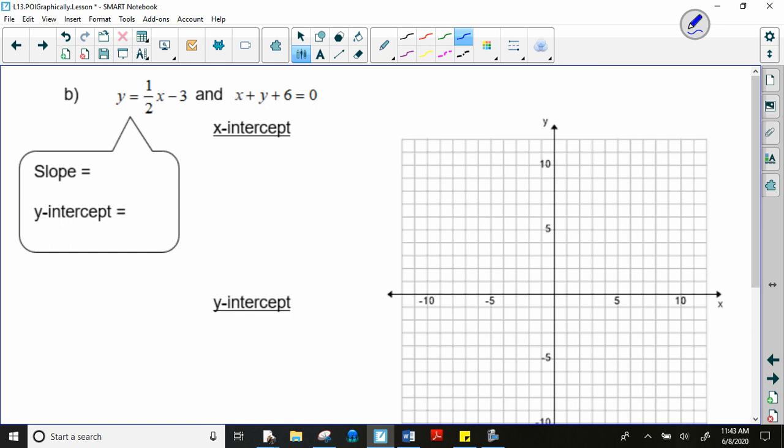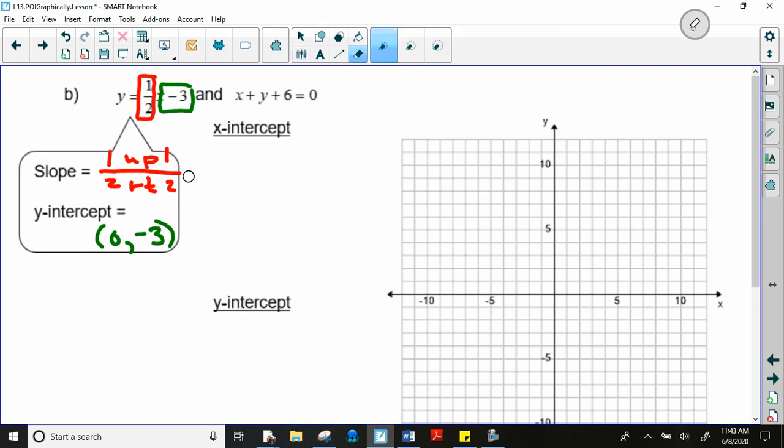Okay, so with this equation, we've got our slope right there, and our y-intercept right there. So our slope is going to be 1 over 2, so that's up 1, right 2, and our y-intercept is going to happen at 0 and then -3. So that's our information for that one. I'm going to make this one blue.